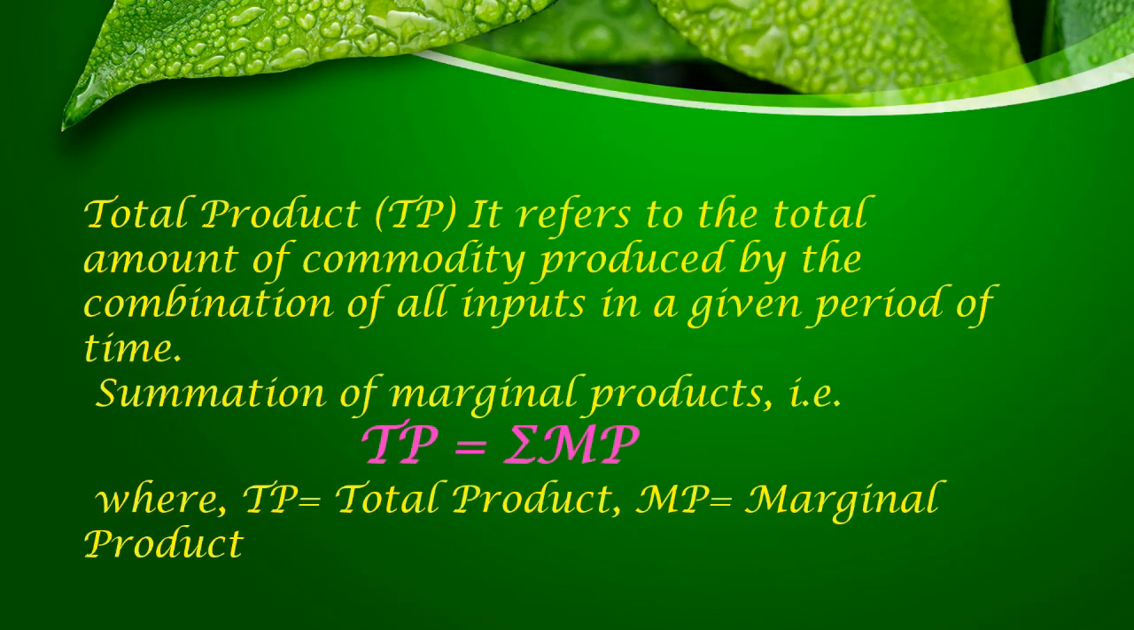Now let's discuss the three products which are required to calculate the law of variable proportion. The first one is total product. Total product refers to the total amount of commodity produced by the combination of all inputs in a given period of time. Total product is also known as total output. Following varied values of the variable input along with the fixed amount of input, this process gives us the value of total product.